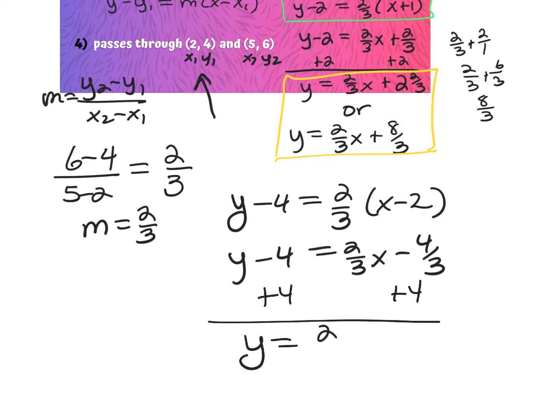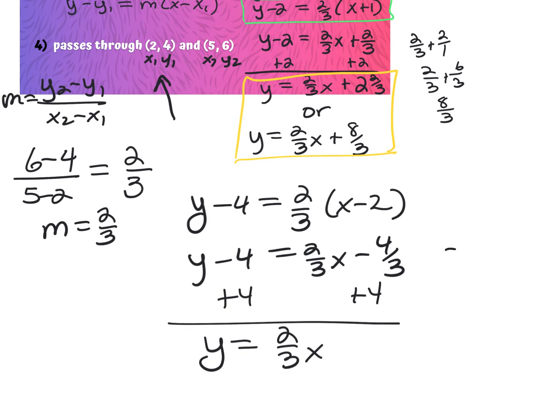y equals 2/3 x. Now my signs are different here. So I'm going to go ahead and find a common denominator here. So I'm going to do negative 4/3 plus 4 over 1. I need to make the 4 into a fraction with a denominator of 3. So I'm going to change it to 12/3. And now I can add negative 4 plus 12, and I get 8/3. Coincidentally enough, it was the same answer as above.